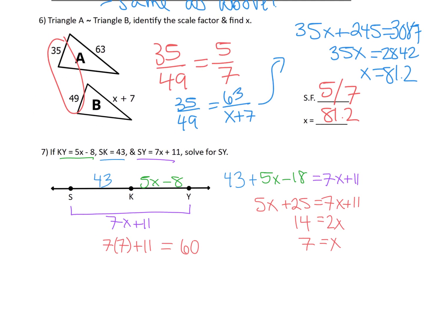Number 7 is a little bit of segment addition here. Clearly labeling, I did try to use the correct matching colors here. So KY is 5x minus 8, SK is 43, and then the whole thing is 7x plus 11. I highly recommend that you are labeling your diagrams. I understand color coding might not be an option, but then you can see that, okay, well, this piece and this piece together equals this whole, and that's exactly the algebraic equation. You just want to make sure then that you're answering the question, solve for SY. So SY is the whole thing. So the final answer is 60.